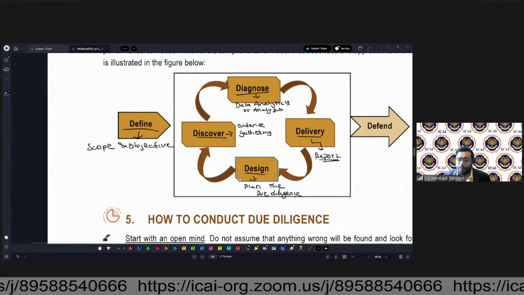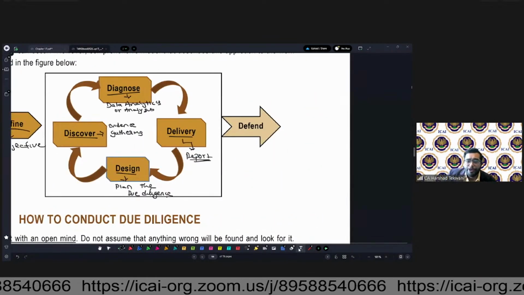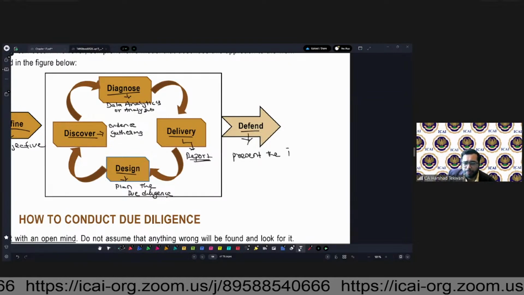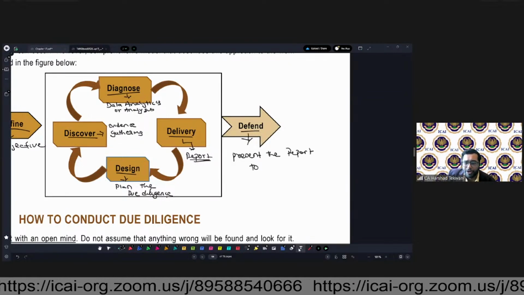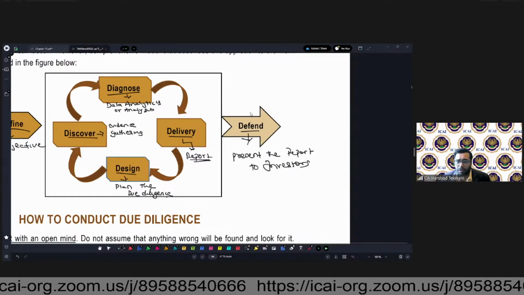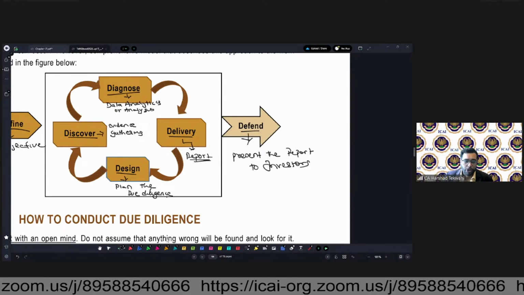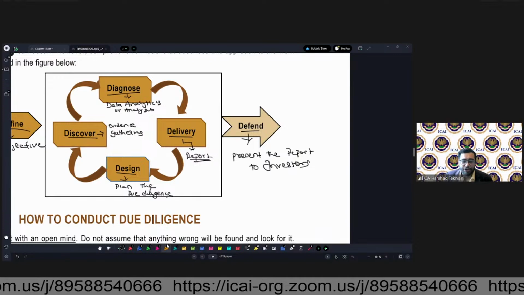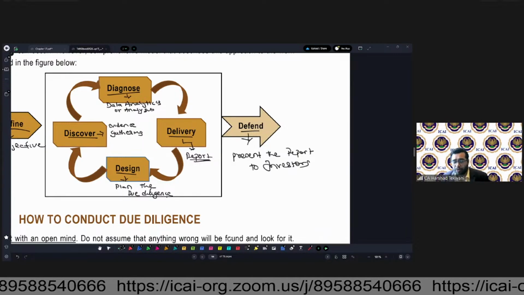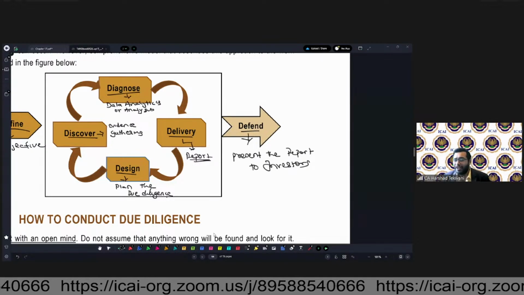Deliver the report means the reporting part. And then it comes to the defending part, which means you will present the report to investors and answer their questions accordingly. So this is how you need to conduct the due diligence. The 6D model: define, design, discover, diagnose, delivery, and defend.